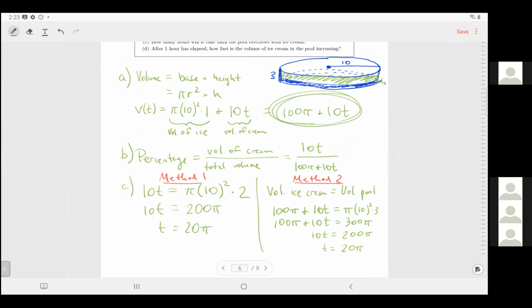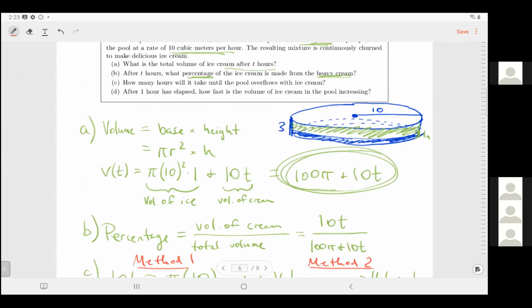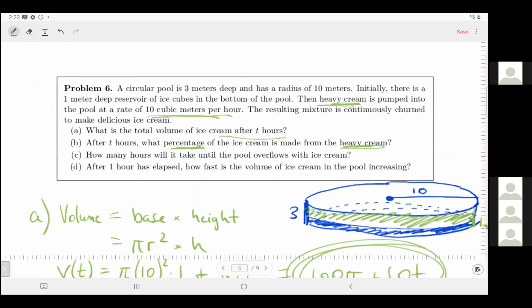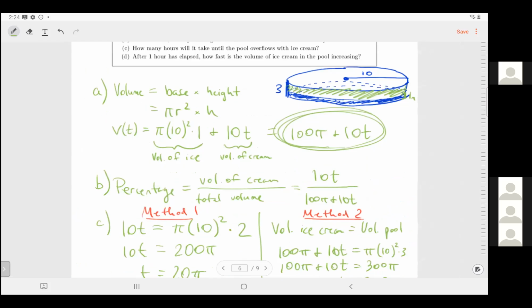Part D says, after 1 hour has elapsed, and I don't think we need the other parts for this, so I'm just going to zoom in. After 1 hour has elapsed, how fast is the volume of ice cream in the pool increasing? Any ideas for that one? Take the derivative and plug it in. Yeah, okay, so that's correct. Take the derivative of the volume.